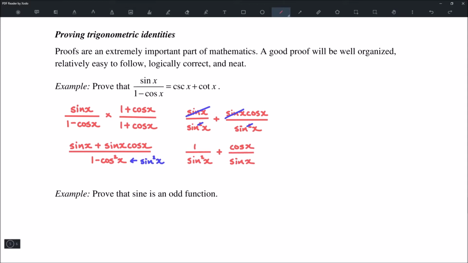So something like this. Let's go ahead and rewrite the 1. So from there, oh, sorry about that. That is not squared. That is actually just sine x. So from there, we know that the 1 over sine x is, of course, cosecant x. And cosine x over sine x is cotangent x. And now we have shown that the left-hand side of the equation is equal to the right-hand side, and that's all we needed to do.